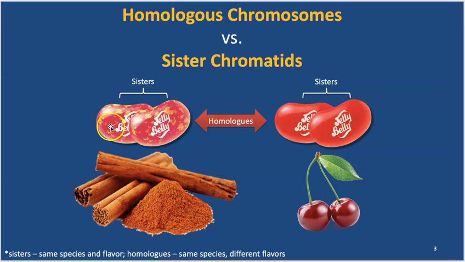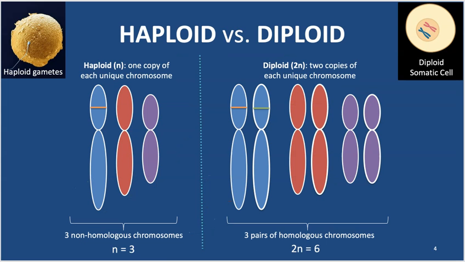The sisters now are the pairs within each. So if you were to make one Jelly Belly from another, it would taste exactly the same as the original, whether it's the cinnamon version or the cherry version. So we've got the sisters versus the homologous chromosomes here in Jelly Belly. This is definitely a lot more fun when you actually get to eat the Jelly Bellies.